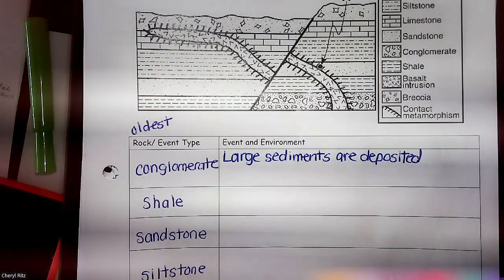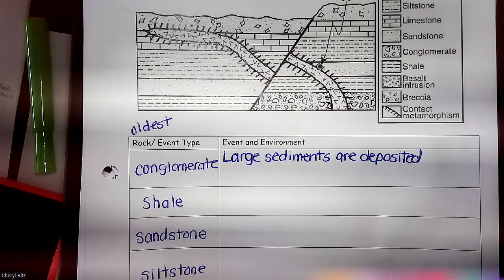Meaning, where do they get deposited? What's the number one agent of erosion? Running water. So if the number one agent of erosion is running water, then most sediments get deposited by running water. Where in the water will large sediments get deposited?